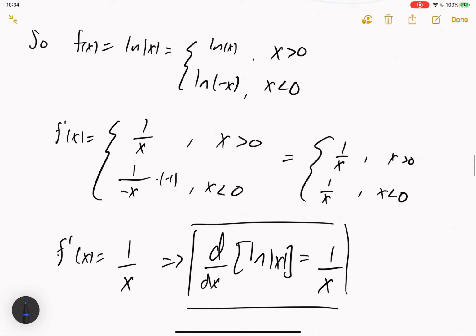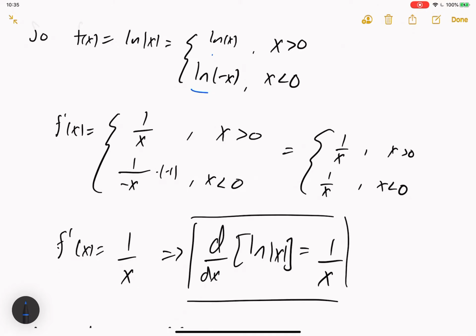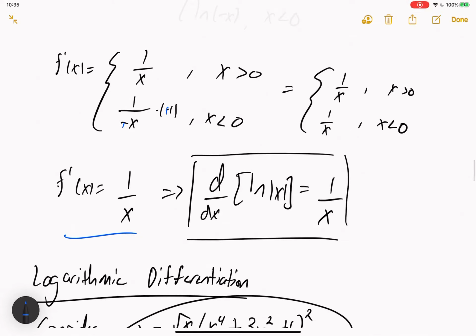The way we find the derivative of piecewise functions is to take the derivative of the pieces. So the derivative of ln of x is just 1 over x. The derivative of ln of negative x is, like I said before, 1 over the argument, so 1 over negative x, times the derivative of the argument, so negative 1. And these negatives cancel, leaving you with positive 1 over x. So what I got here is 1 over x whenever x is greater than 0, and 1 over x when x is less than 0. Thus, f prime of x is just equal to 1 over x.